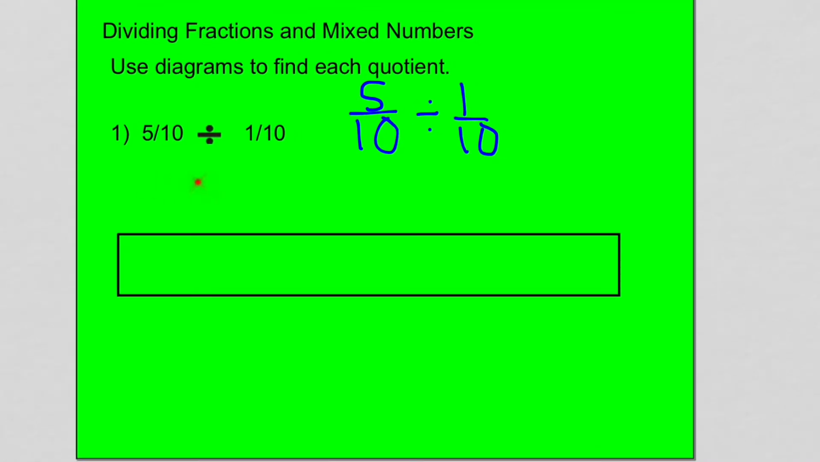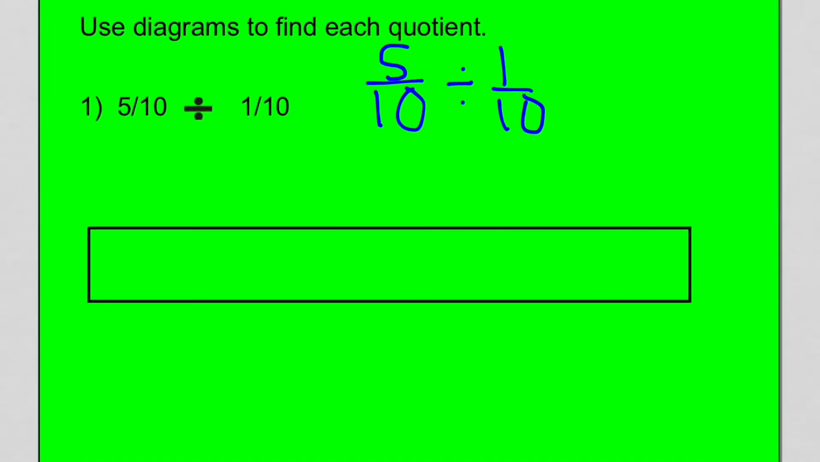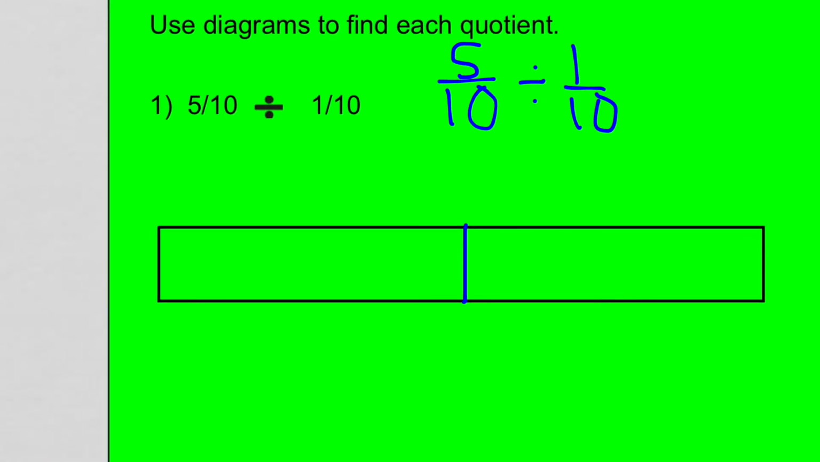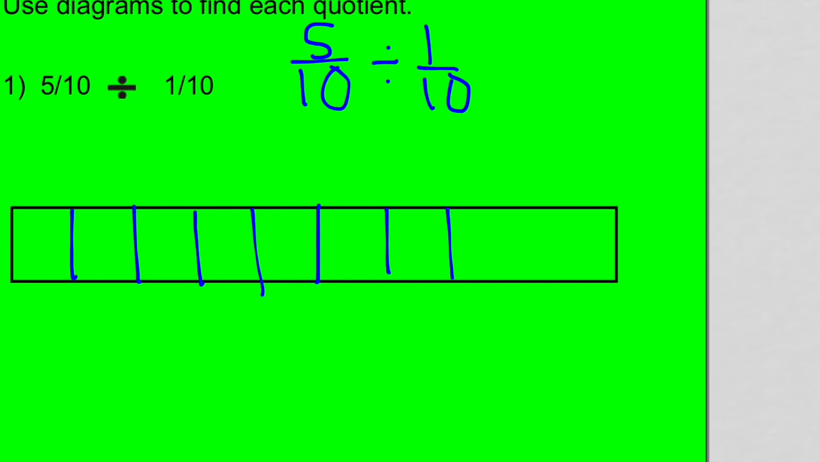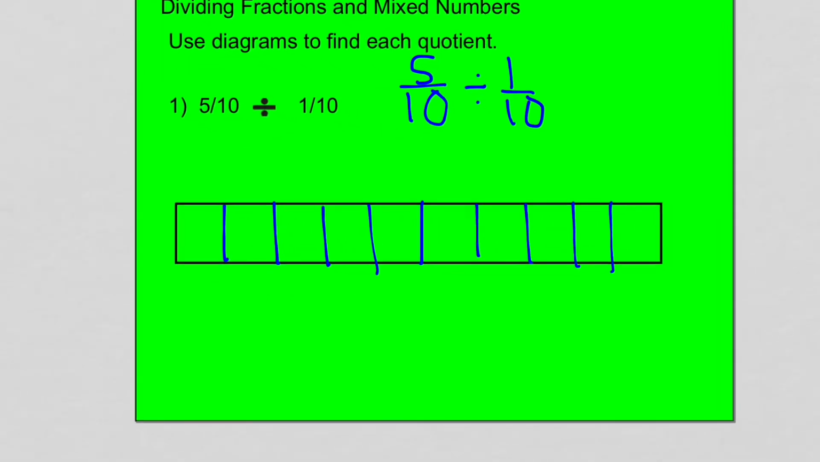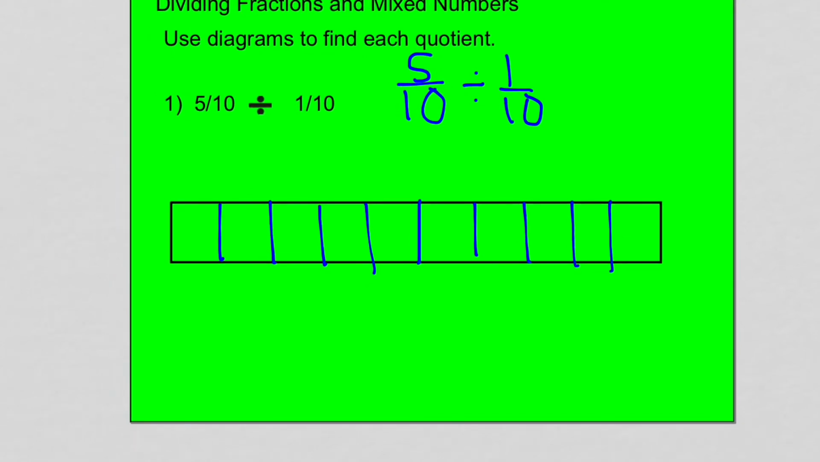So if you think of the rectangle as one whole, then in that one whole, let's start off with 5/10ths. So let's divide this one whole into 5/10ths. We can cut it in half, and then take each half and make it into 5 equal parts. 1, 2, 3, 4 lines to make 5 equal parts. And shade in 5 out of 10. So there's 5 out of 10.